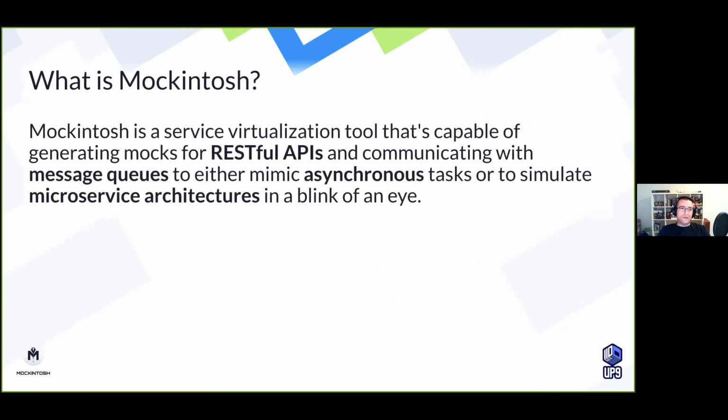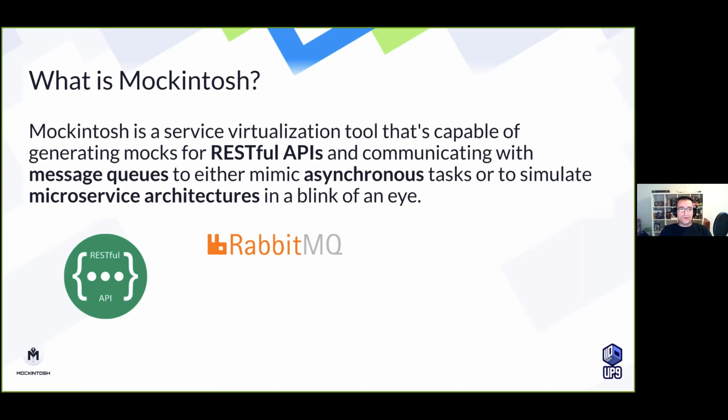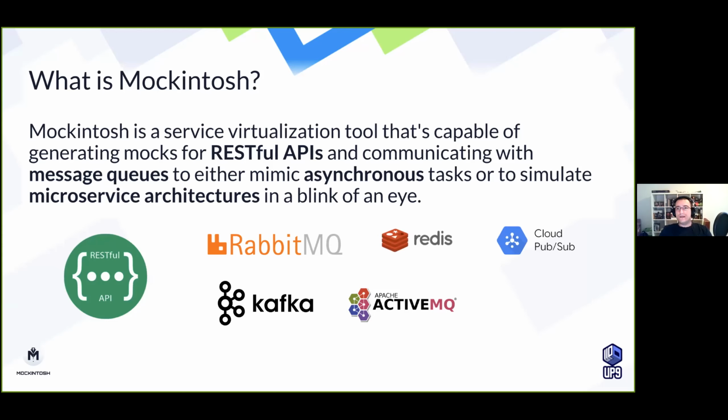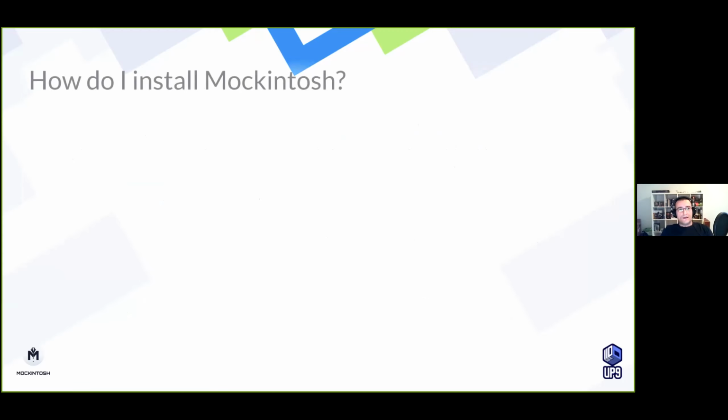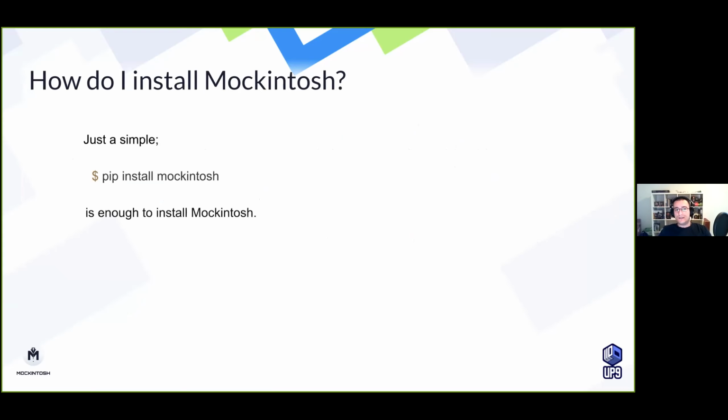So what is Mockintosh? Mockintosh is a service virtualization tool that is capable of generating mocks for RESTful APIs and communicating with message queues to either mimic asynchronous tasks or to simulate microservice architectures in a blink of an eye. So we support RESTful APIs, we support RabbitMQ, Apache Kafka, Apache ActiveMQ, Redis, Google Cloud PubSub, and Amazon SQS as the message queue backends. How do I install Mockintosh? Just a simple pip install Mockintosh is enough to install Mockintosh.